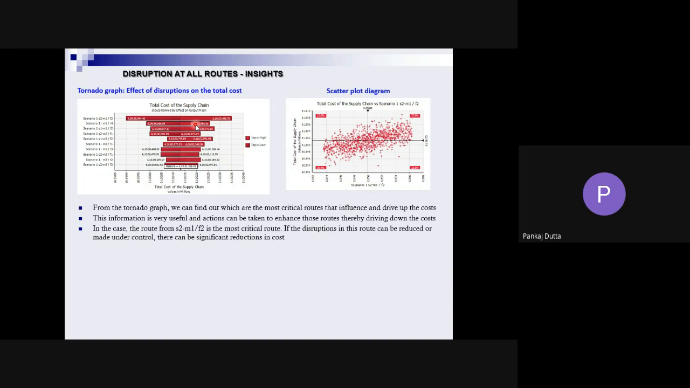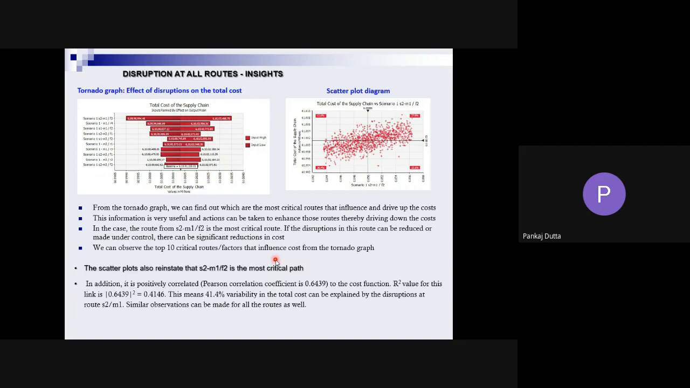If the company can take the top 10 we have listed here, the company should focus on these top 10 routes. If they can fix them, you can see they can save 42% of their supply chain cost. They can reduce 42% of the supply chain cost.